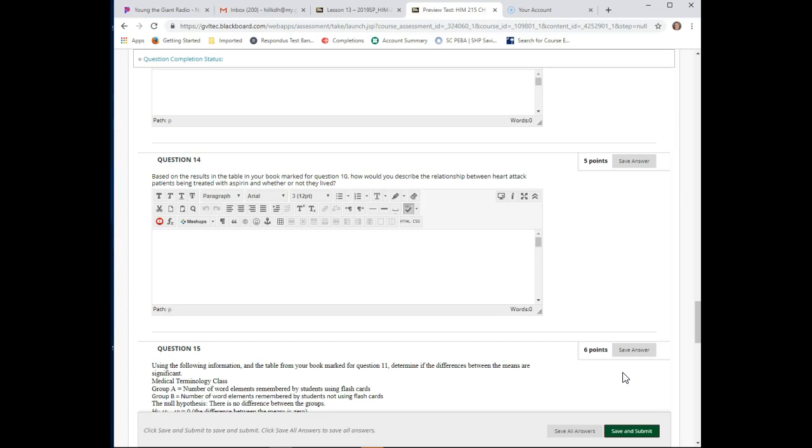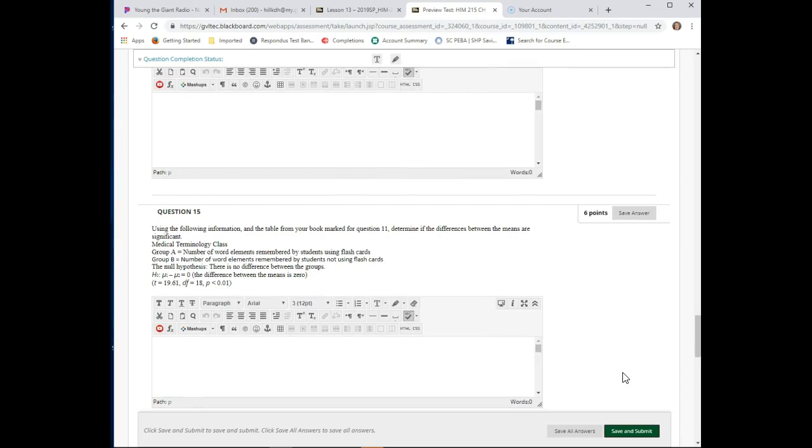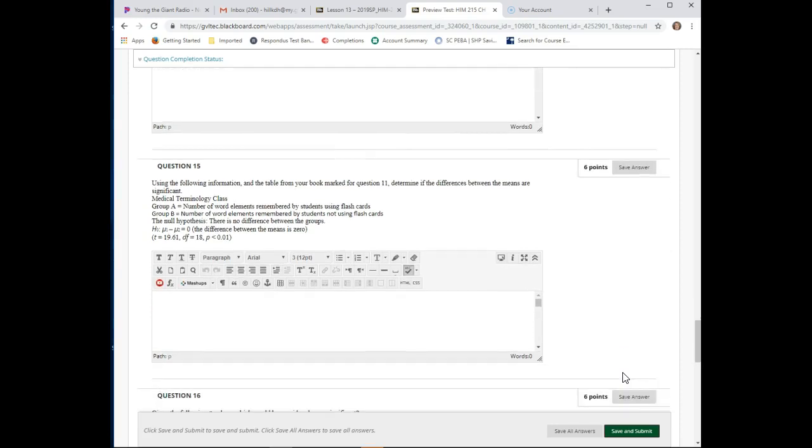Question 11 in your book, and it's question 15 on the review. So, using the following information, determine if the differences between the means are significant. Your medical terminology class, Group A, number of word elements remembered by students using flashcards, and Group B, number of word elements remembered by students not using flashcards. The null hypothesis: there is no difference between the groups. So you're stating there's absolutely no difference between your two populations with the null hypothesis.